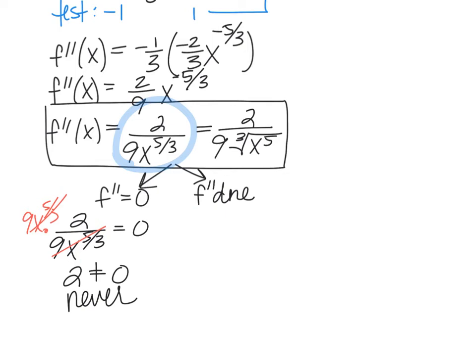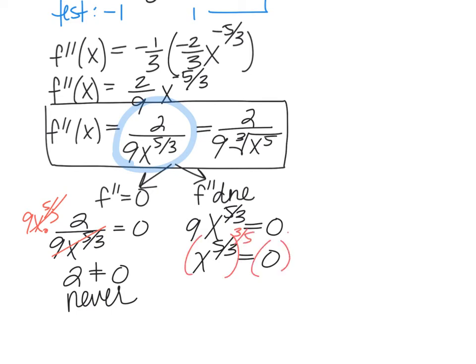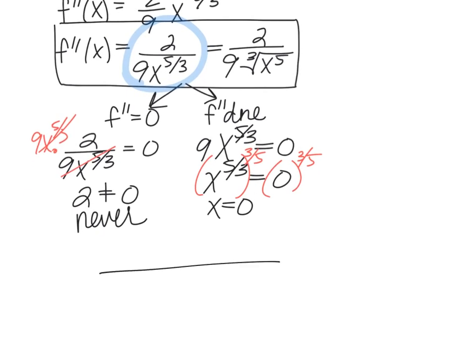And the answer to that was absolutely, because we have a fraction, and a fraction will be undefined when the denominator equals 0. So we'll set 9x to the 5/3 equals 0. Divide by 9, so x to the 5/3 power equals 0. And then technically we would raise that to the reciprocal power, which would be to the 3/5 power. But 0 to the 3/5 is going to just be 0. So when x is equal to 0, the second derivative is undefined. So that's a potential place where the second derivative might change sign.